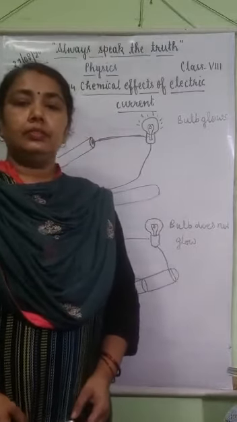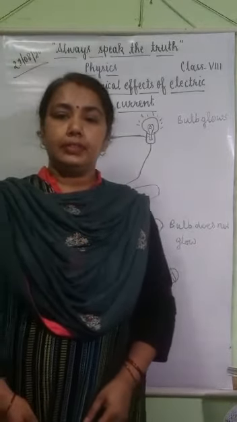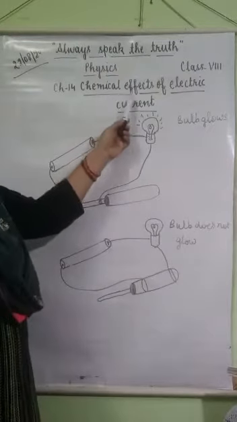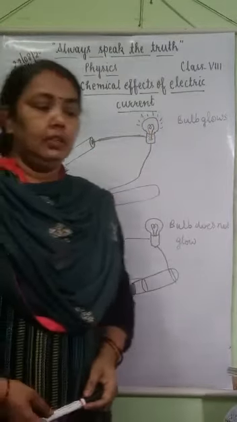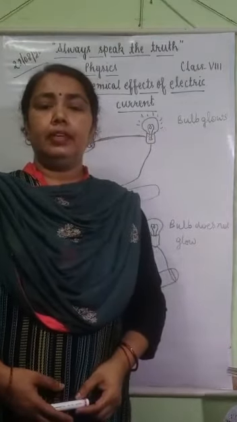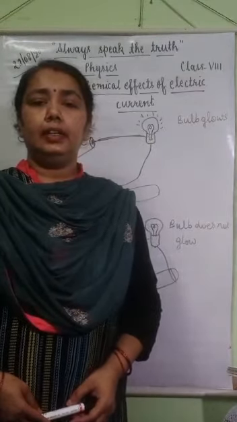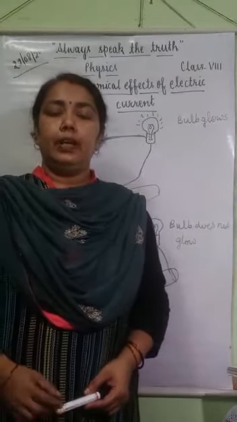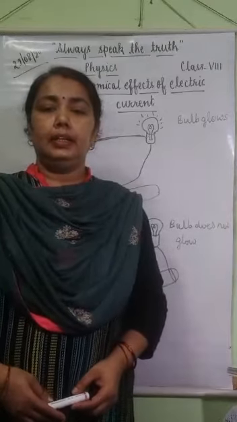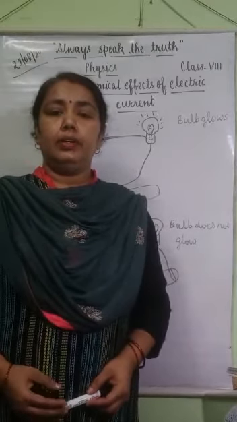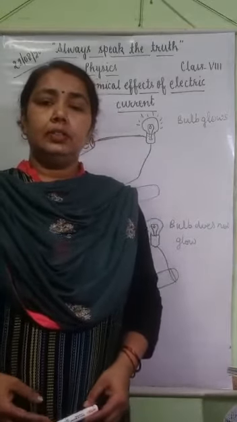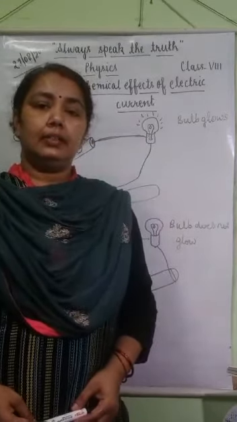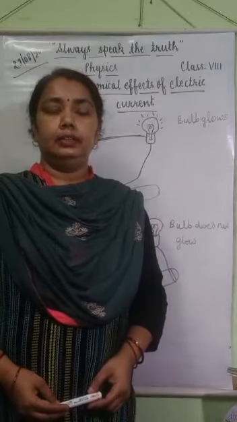Today I am going to start a new chapter of physics, chemical effects of electric current. Students, you have seen that when you touch an electrical appliance with a wet hand, you may get an electric shock, or it may be dangerous for us. So why is it dangerous to touch an electric appliance with a wet hand?